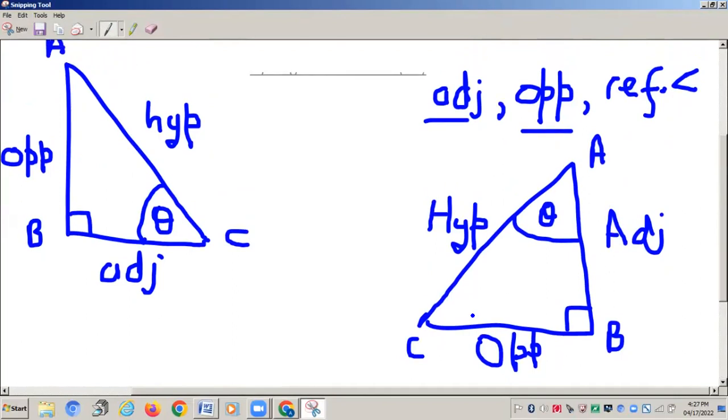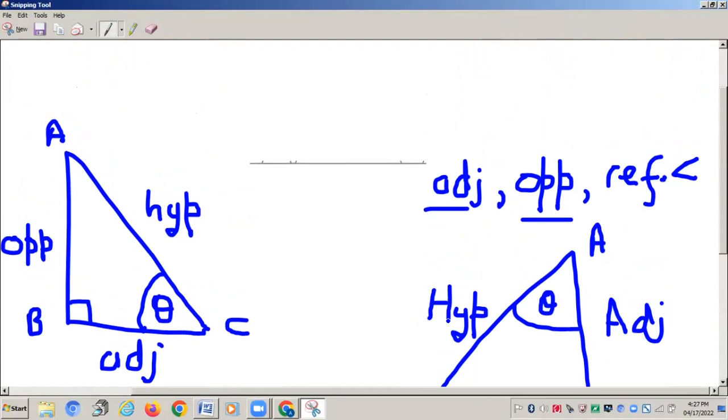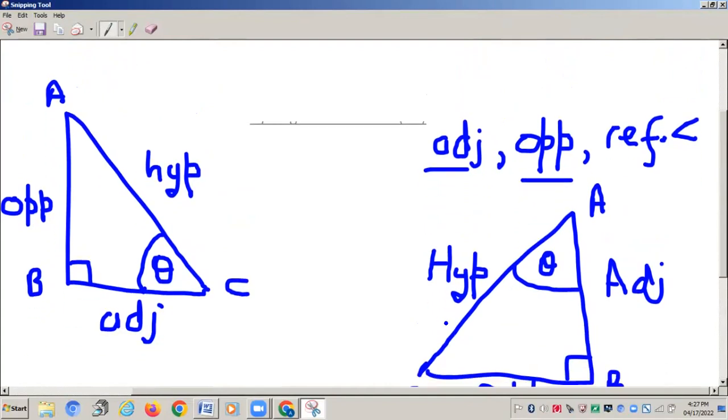By the way, any questions so far? Anybody not clear or not sure about anything? Sorry, repeat that adjacent side. The adjacent side, all right, very good.